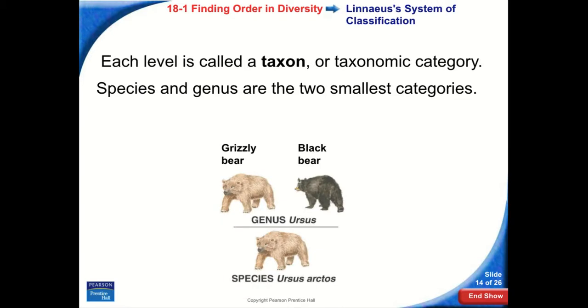Each level is called a taxon or a taxonomic category. And so species is a taxon and genus is a taxon, and they're the two smallest taxons that there are. Remember that it makes the scientific name. So the genus name and the species name give you what's called the scientific name.